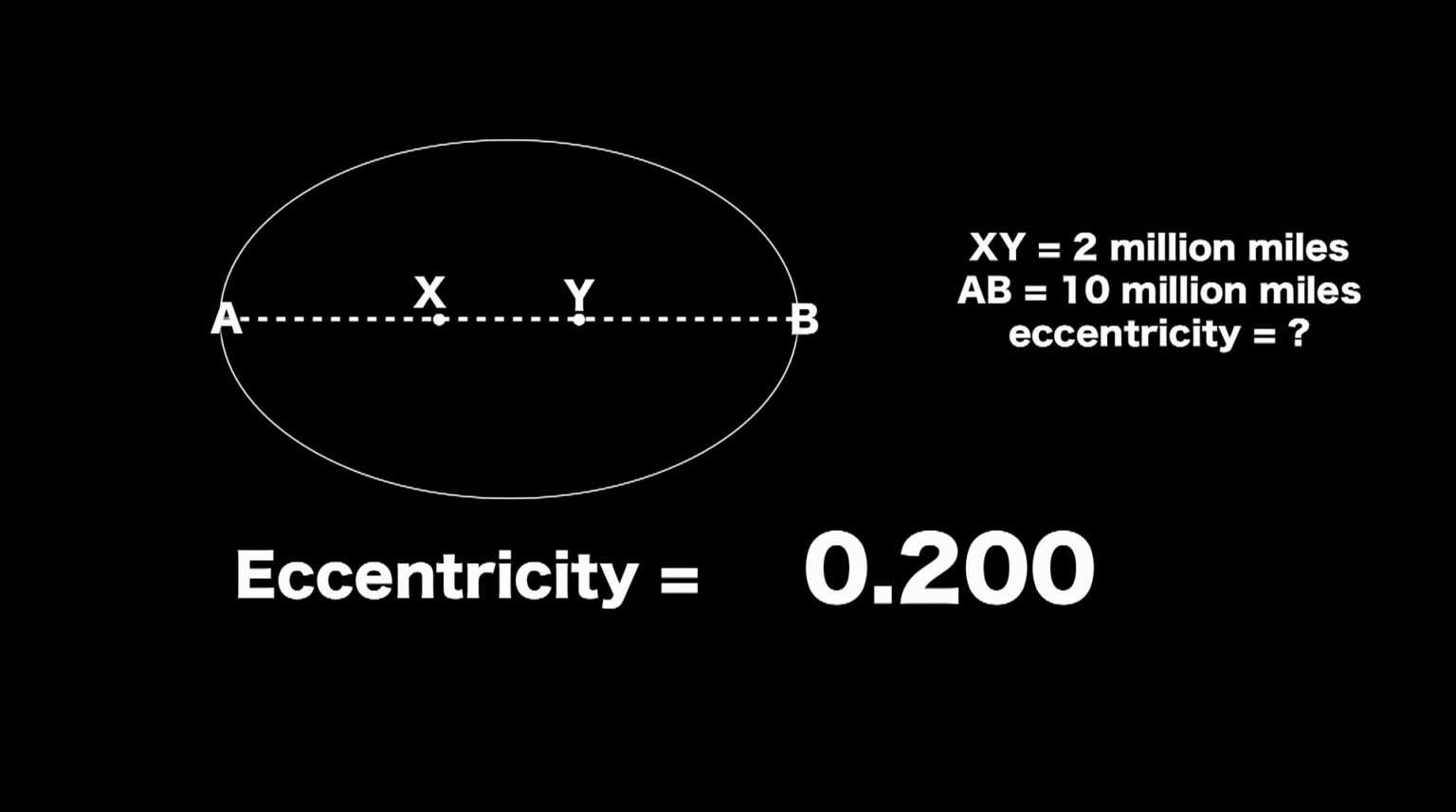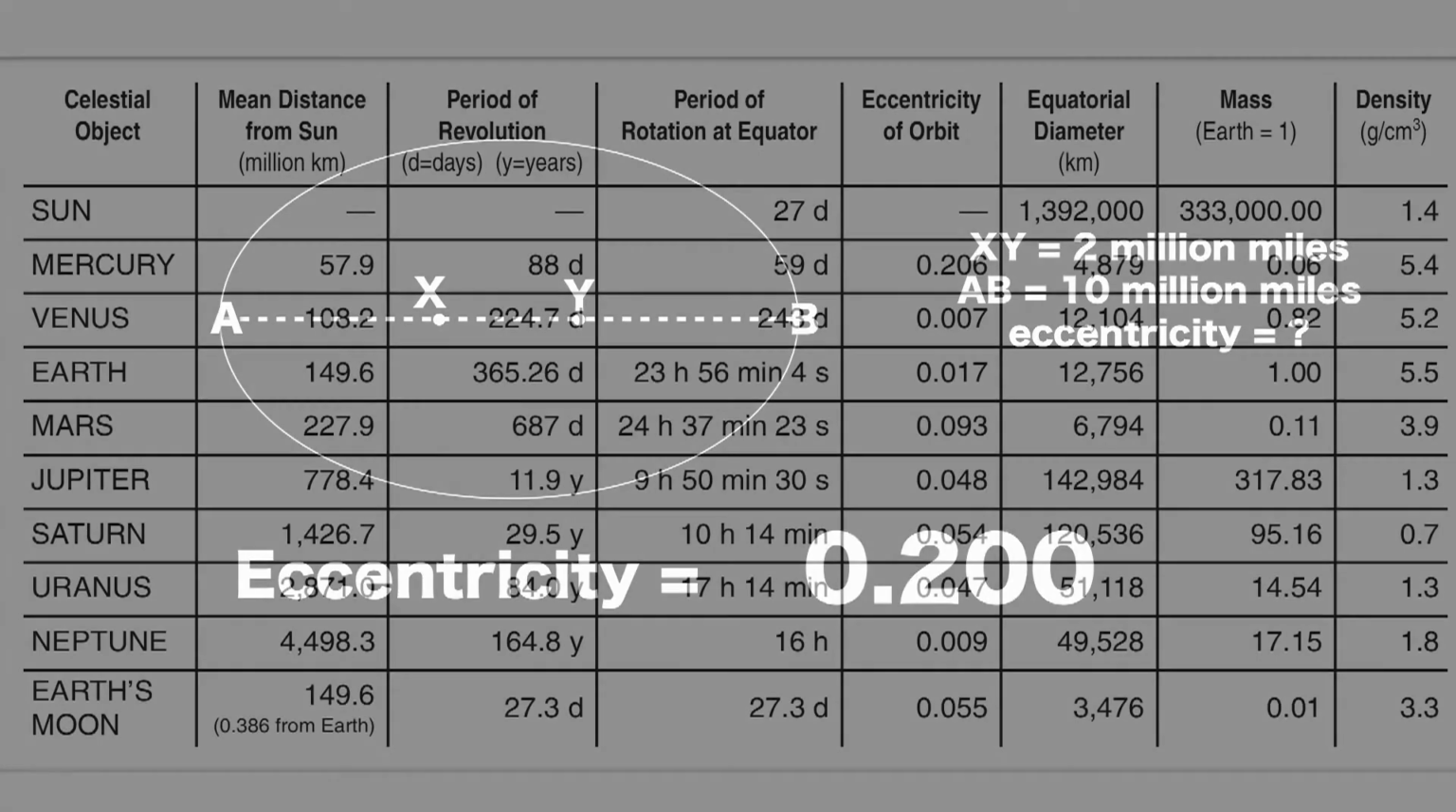You always go to 3 decimal places after the decimal point. Always go to the thousandths place with the eccentricity. So that's a relatively low eccentricity. We would say that's somewhat non-elliptical. It's very circular in nature. So the closer you get to 1, the more elongated your orbit is going to be.